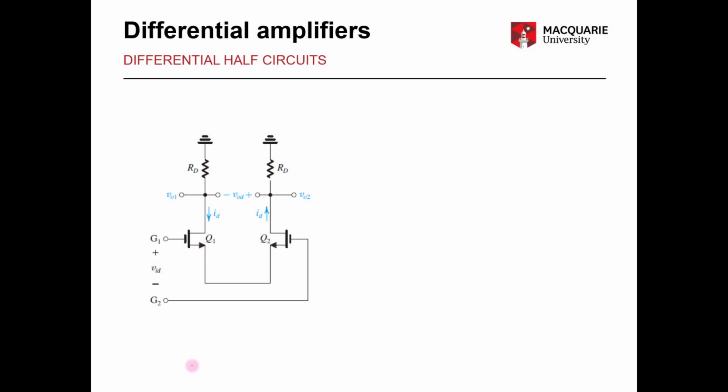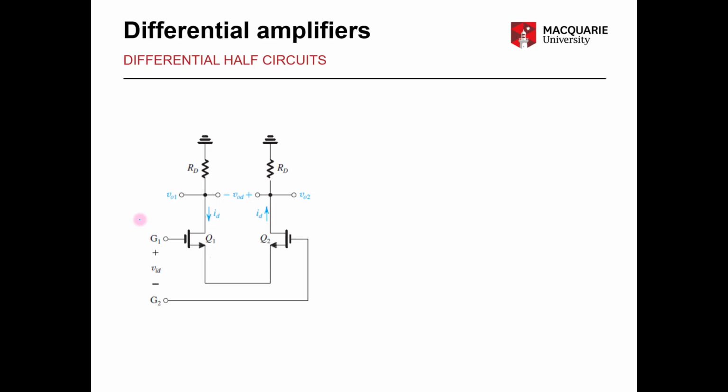In this video, we're going to discuss the concept of half circuits and how they can be used to simplify analysis of full differential pair amplifiers. So here on the left we have a MOSFET differential pair example circuit where we have perfectly matched drain resistors and perfectly matched MOSFETs Q1 and Q2.